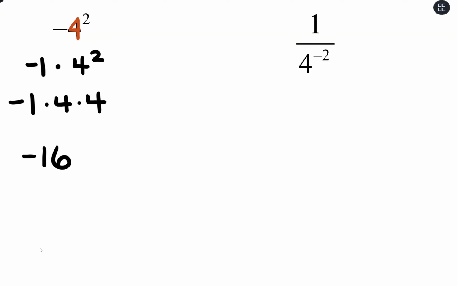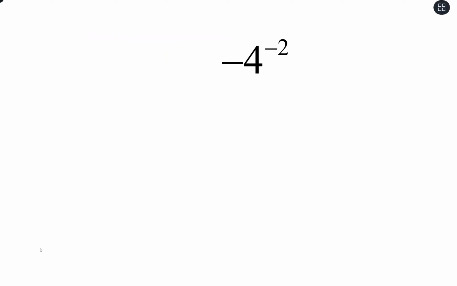Okay, 1 over 4 to the negative 2 power. So seeing that negative exponent, I know I'm going to be moving things. So I'm going to be moving the 4 up to the numerator. So we move up to the numerator, and that gives us a positive exponent of 2, which would be 16.